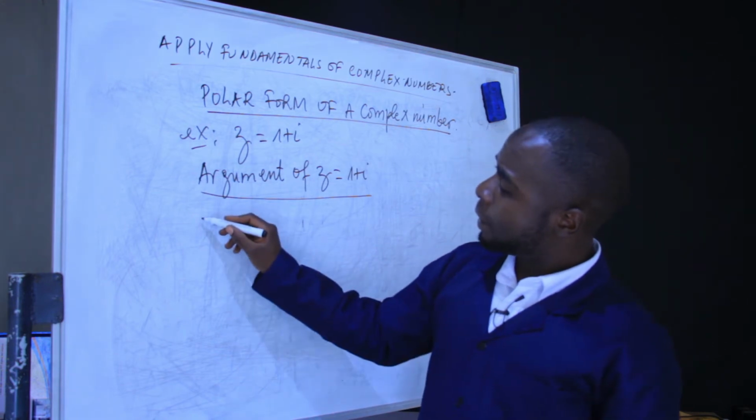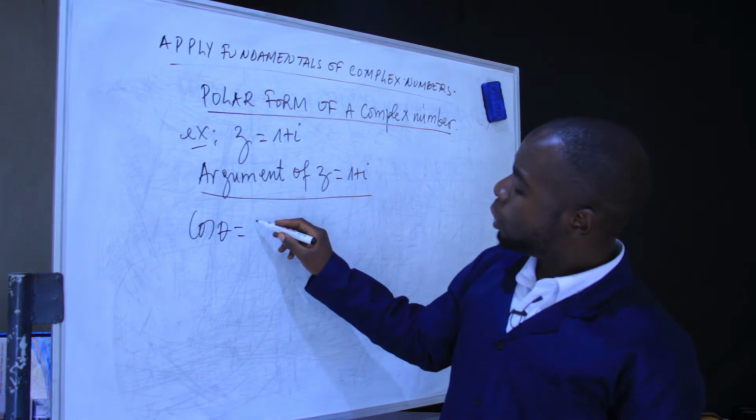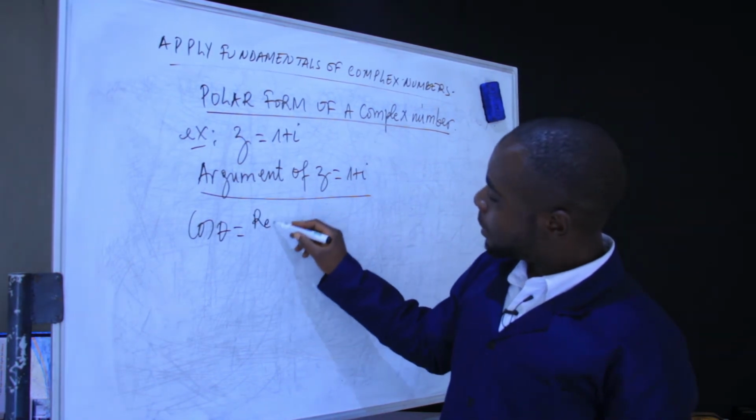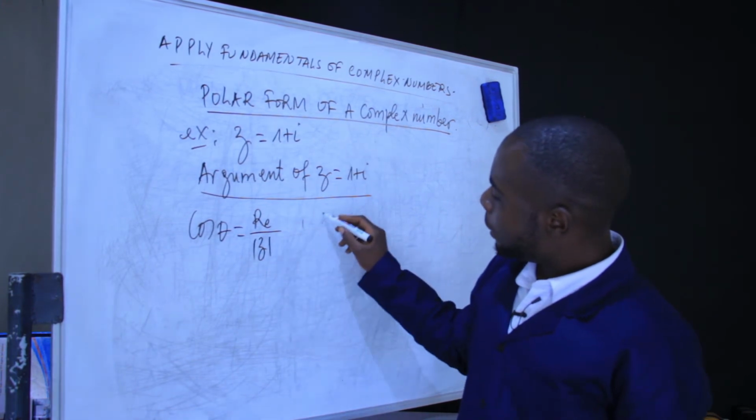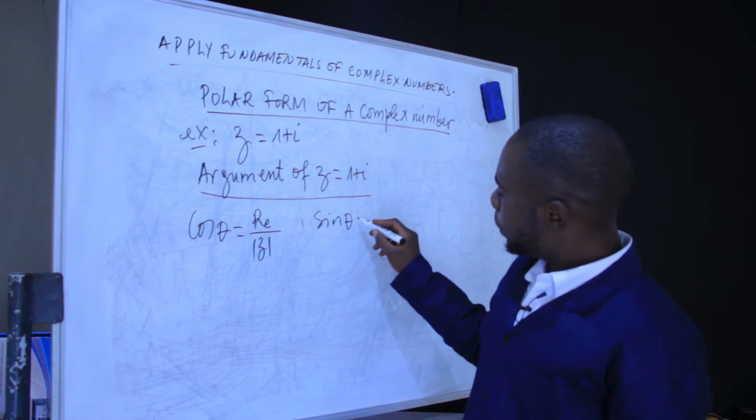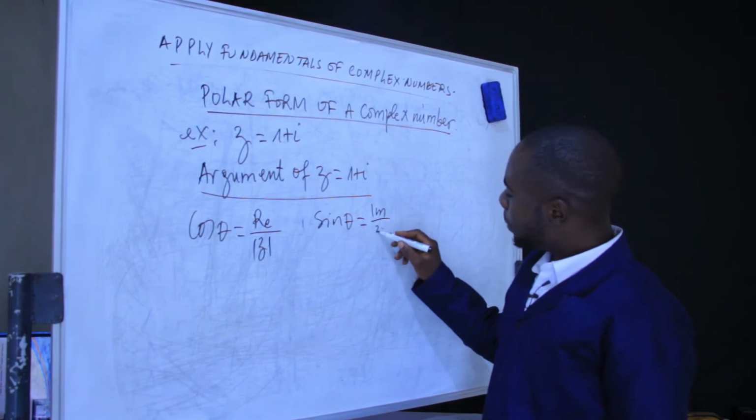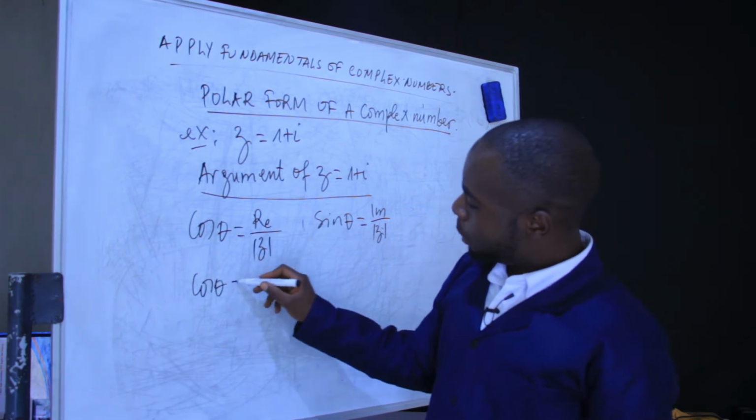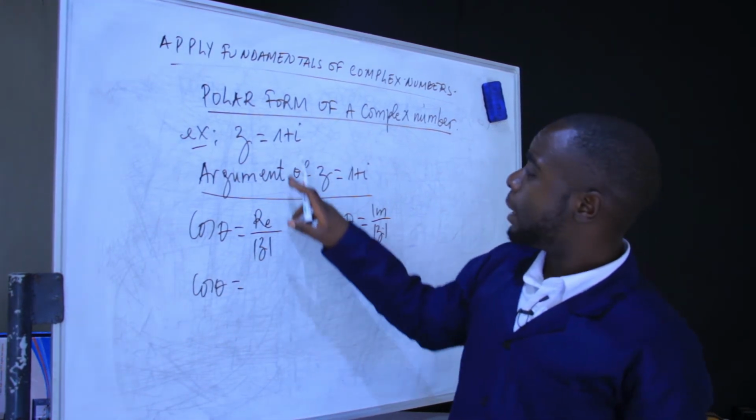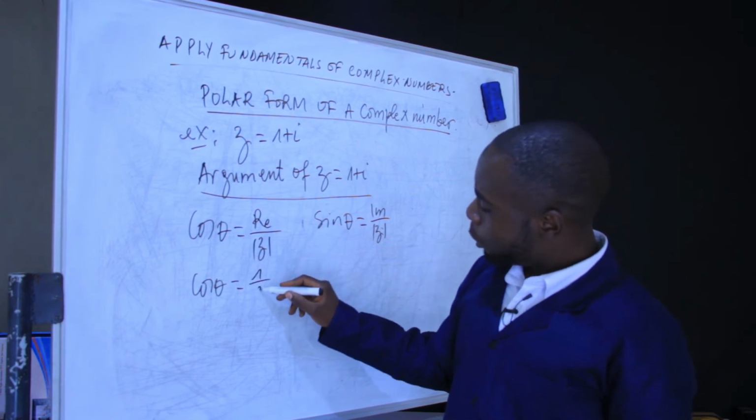Argument. Cosine theta is equal to the real part over the modulus, while sine theta will be equal to the imaginary part over the modulus. Cosine theta will be equal to the real part, which is 1, over the modulus.